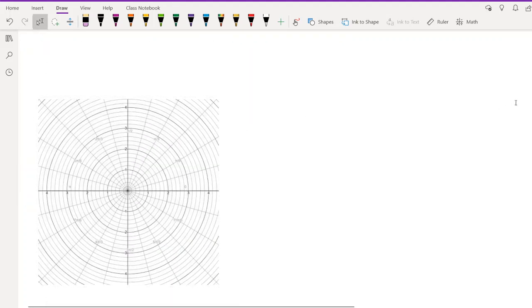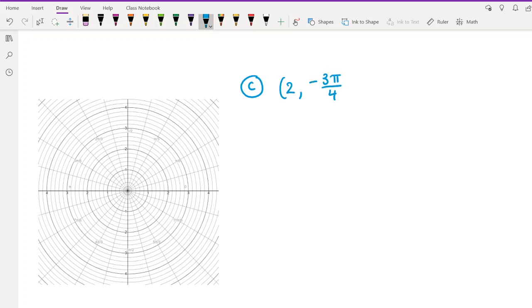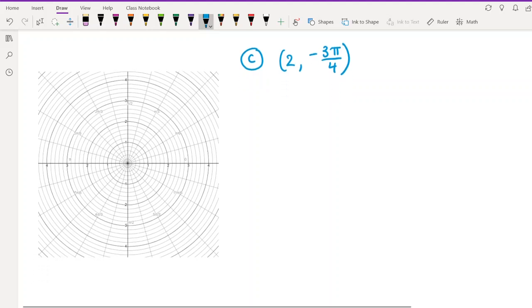This one now has a negative angle, but that really doesn't change much of anything, to be honest. So this one is 2, -3 pi over 4. So we want to go to our angle, and it doesn't matter if your angle is positive or negative. Like that really doesn't affect things the same way that having the r value be positive or negative does. You still just want to kind of go to that angle. So what does an angle of -3 pi over 4 look like?